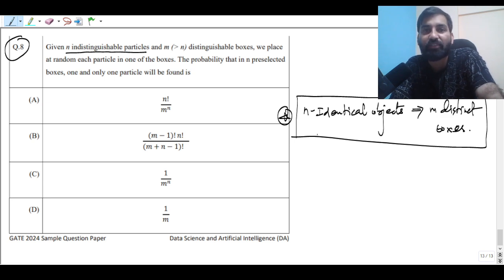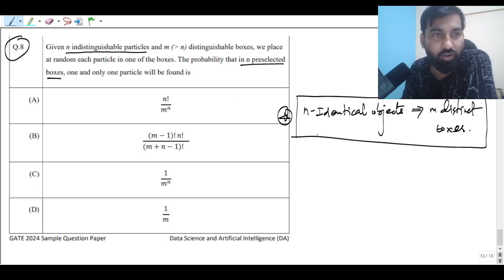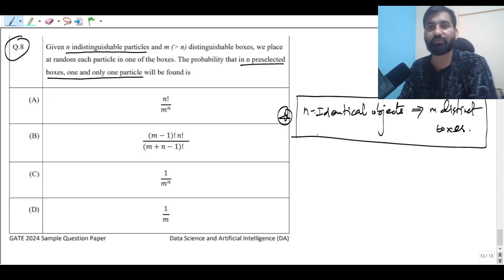We place at random each particle in one of the boxes. So you are going to place at random each particle in one of the boxes. The probability that in n pre-selected boxes is going to help you find the favorable number of ways in which you can get this result. So what is the probability that in n pre-selected boxes one and only one particle will be found? This line will give you the favorable number of outcomes, remember this. And this will give you the total.